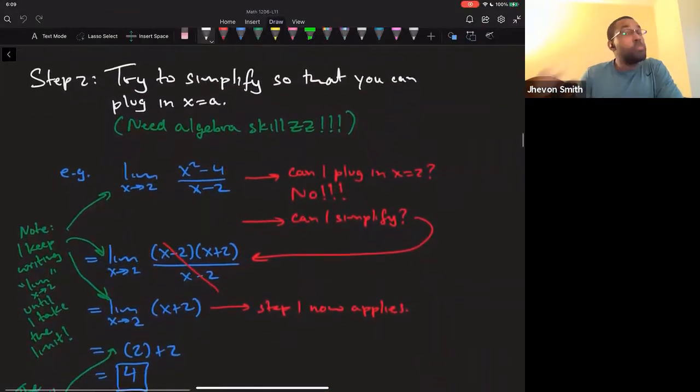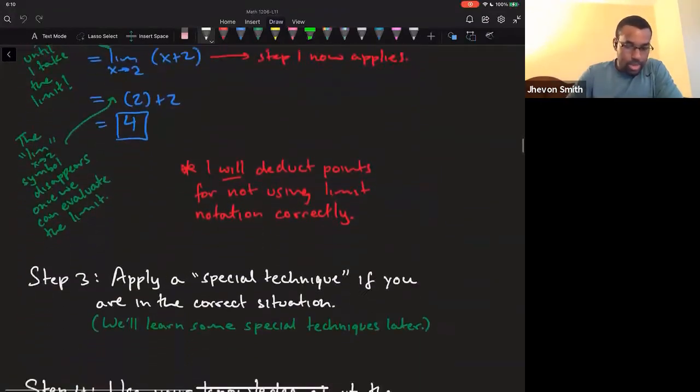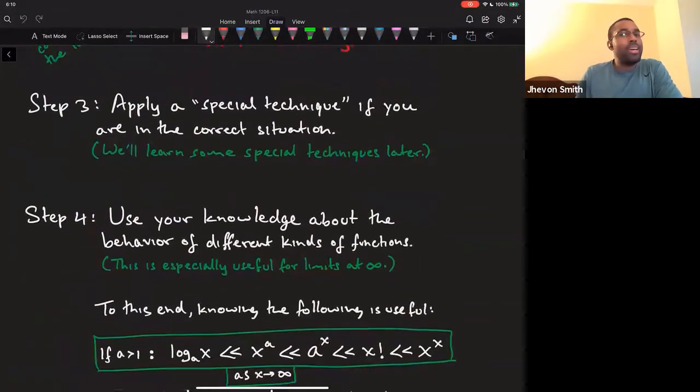The next thing is try to simplify so that you can plug in. Like if you have division by zero, see if you can get rid of it, see if you can rewrite stuff in a more efficient way, a way where you can get to a point where you can plug stuff in. And sometimes that works, and that's awesome. Sometimes that doesn't work either. So step 3 would be, hey, maybe a special technique would work. Oh, this looks like something that a special technique might work on. So that was step 3.